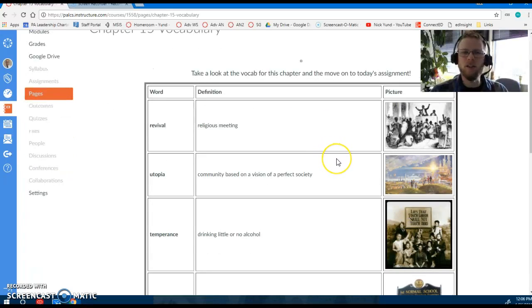Alright, a revival is a religious meeting, generally trying to get people back in the church and stuff like that. Revive their faith, if you will. A utopia is a community based on a vision of a perfect society. Utopias now have sort of a negative connotation. They're always the start of a thing like the Hunger Games.